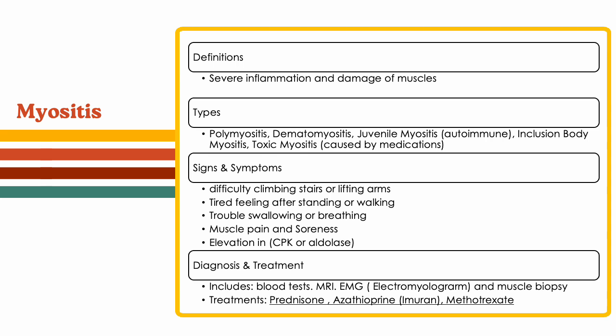They would have to do an MRI and an EMG. They'll also need to do muscle biopsies. As far as treatment, because this is an inflammatory issue, prednisone would be appropriate. Azathioprine, which is also known as Imuran, and methotrexate, immunosuppression drugs.